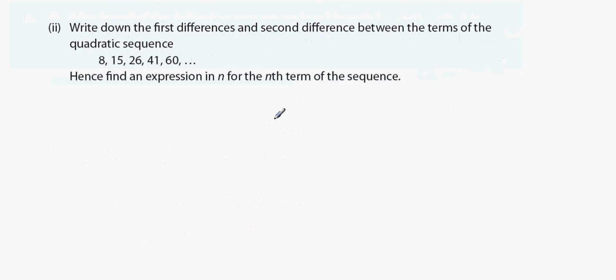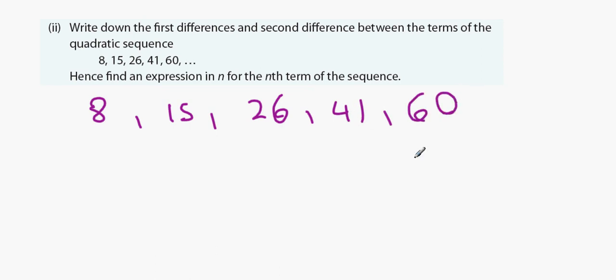Now, what it says about this one is it's a quadratic sequence, okay? When we're doing a quadratic sequence, we have to do two differences, okay? So we're going to write down 8, 15, 26, 41, and 60, okay? And what we've got to remember about quadratic sequences is that the general expression is an squared plus bn plus c.